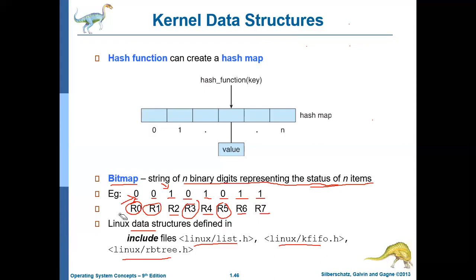So that's it about kernel data structures. Under kernel data structures, we have discussed arrays, linked lists, different types of linked lists, then stacks, queues, trees, binary trees, binary search trees, balanced binary search trees. Then we discussed hash function, hash map, and bitmap. We have just given a brief introduction to all these data structures. Thank you. We'll stop here.